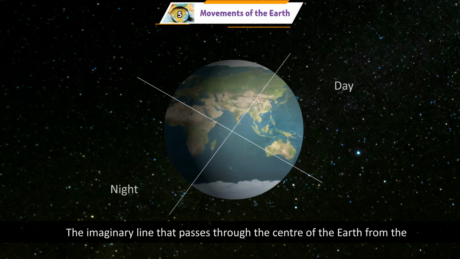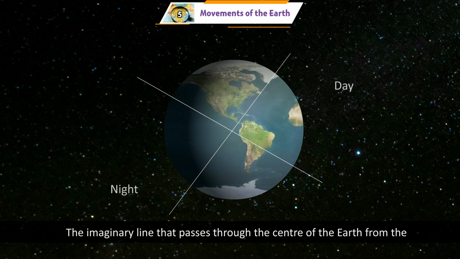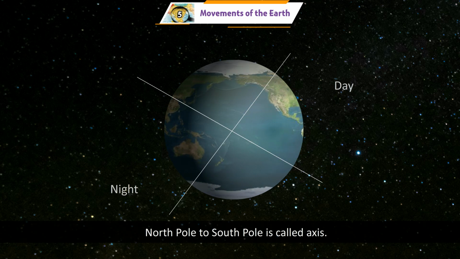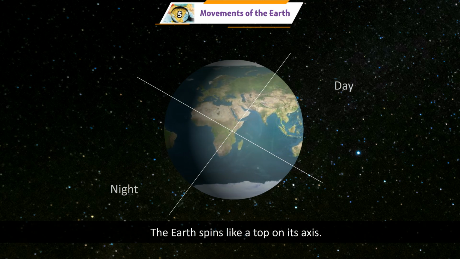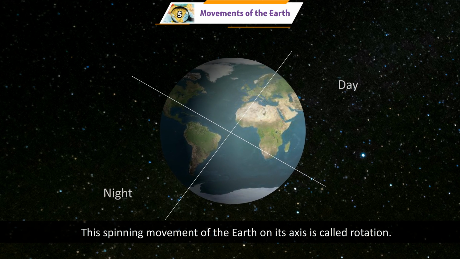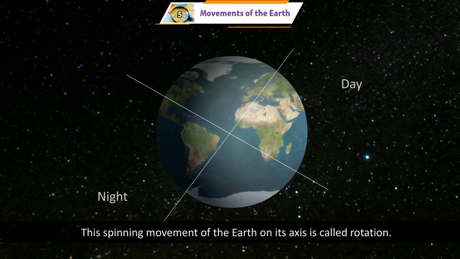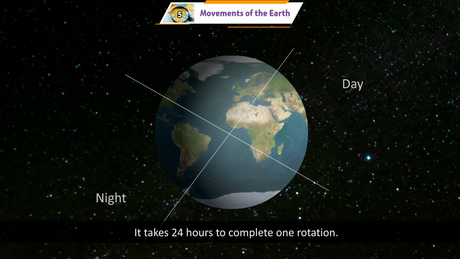Rotation. The imaginary line that passes through the center of the earth from the North Pole to South Pole is called axis. The earth spins like a top on its axis. This spinning movement of the earth on its axis is called rotation. It takes 24 hours to complete one rotation.